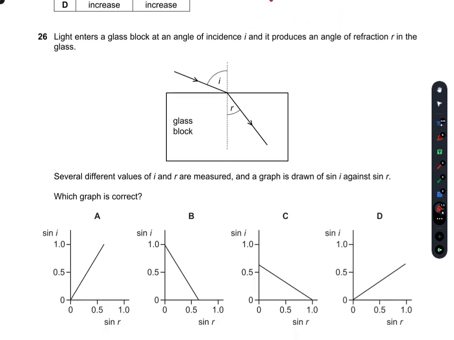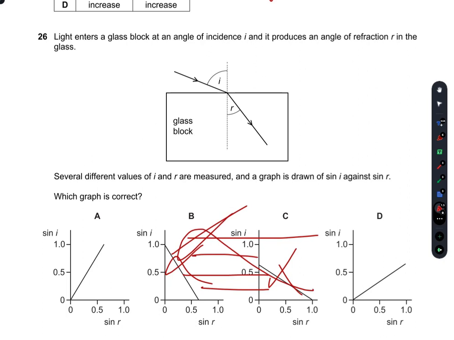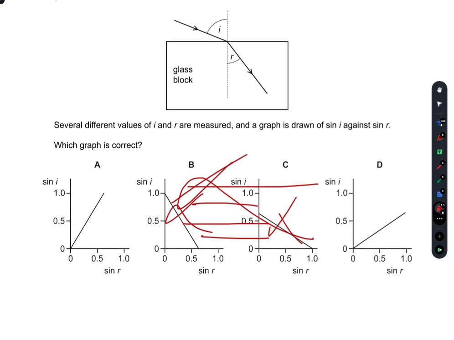Light enters a glass block at an angle of incidence I and it produces an angle of refraction R in the glass. Several different values of I and R are measured and a graph is drawn of sine I against sine R. Which graph is correct? So B and C are automatically wrong because they do not symbolize a direct relation. So B and C are wrong. Among A and D, one is the right answer.